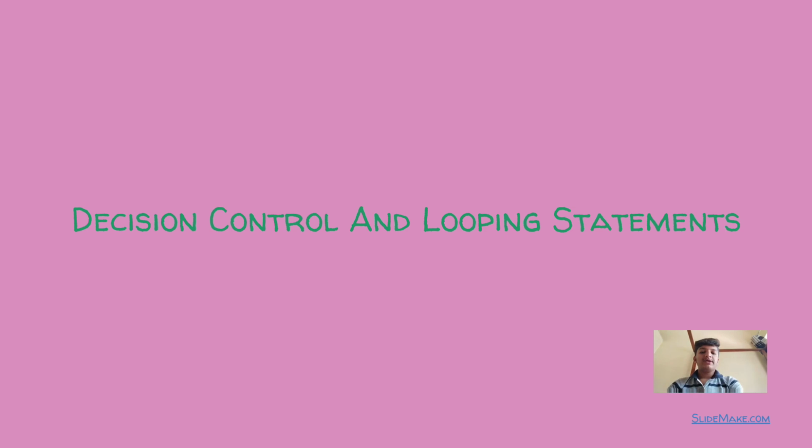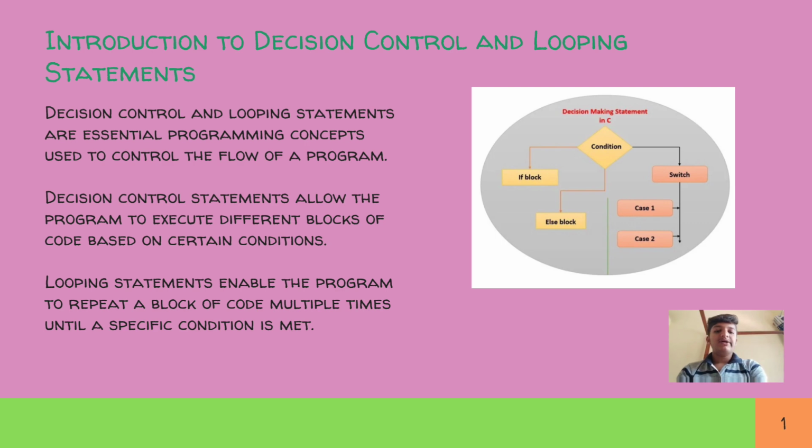So today's topic is decision control and looping statements. Let's see about the introduction to decision control and looping statements. Decision control and looping statements are essential programming concepts used to control the flow of a program. Decision control statements allow the program to execute different blocks of code based on certain conditions. Looping statements enable the program to repeat a block of code multiple times until a specific condition is met.